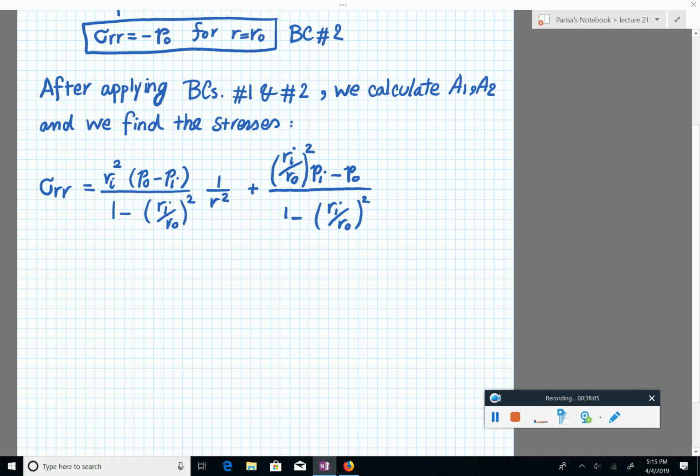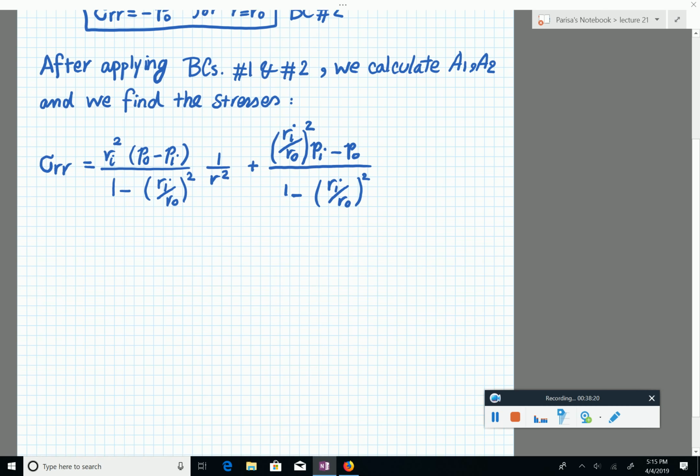This presentation looks a little bit different from what you see in the book, but it's essentially the same thing. The book is using R1 and R2. We are using RI and RO because it's easier to remember what is what. And then there are some other differences, but if you multiply things out, both solutions are the same.